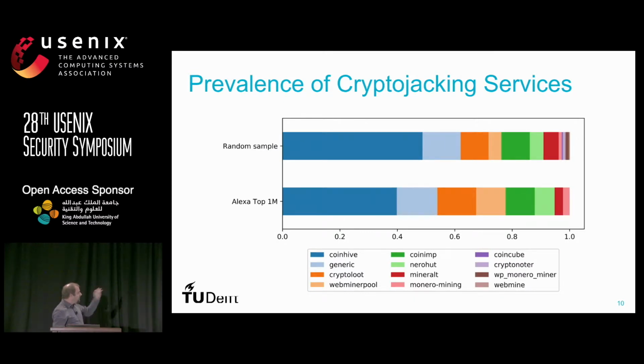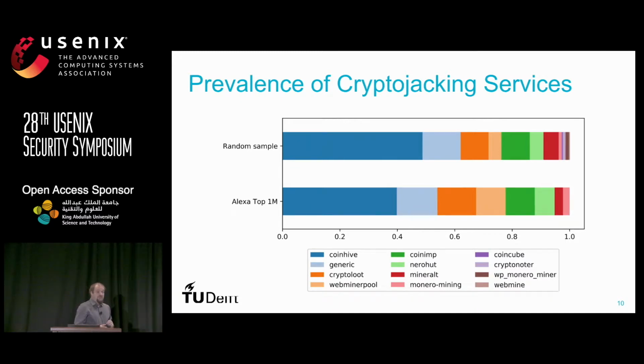When you look at this, for the 2 data sets, the Alexa 1 million and the random sample, you see that the installation base is relatively similar. The blue bar is CoinHive, the company that first introduced web-based crypto mining, was first on the market, and they have by far the largest market share. It's about 40% in the top 1 million, and about 50% in the random sample. The relative ranking of the different services and the market shares are surprisingly similar. So when you crawl the Alexa 1 million or the random sample, it doesn't really matter so much.